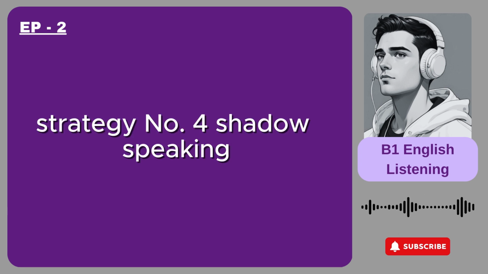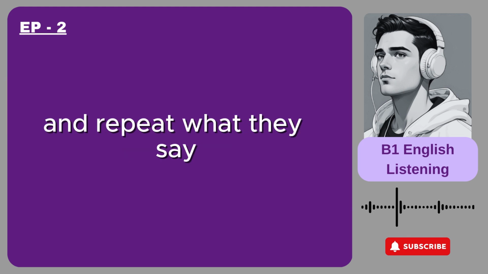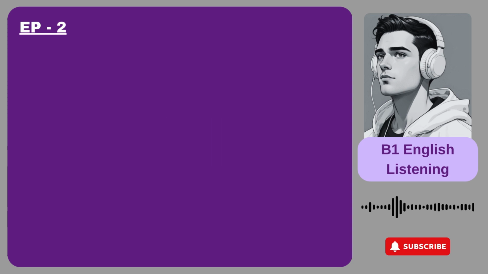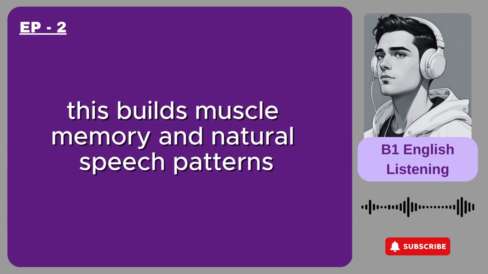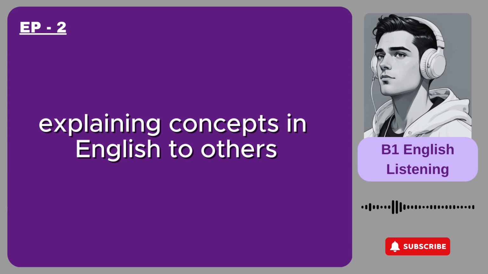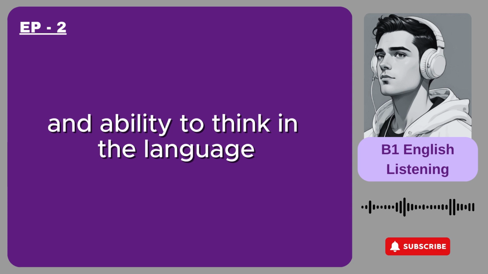Strategy number 4, shadow speaking. Listen to native speakers and repeat what they say with the same intonation and rhythm. This builds muscle memory and natural speech patterns. Strategy number 5, teach what you learn. Explaining concepts in English to others reinforces your own understanding and ability to think in the language.